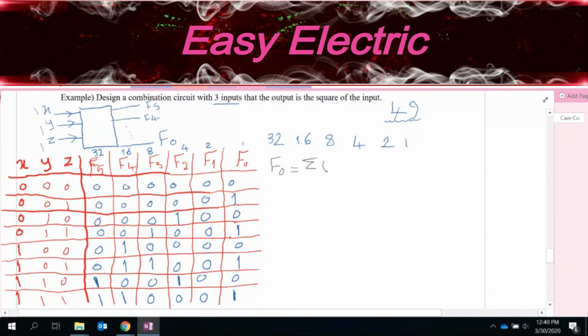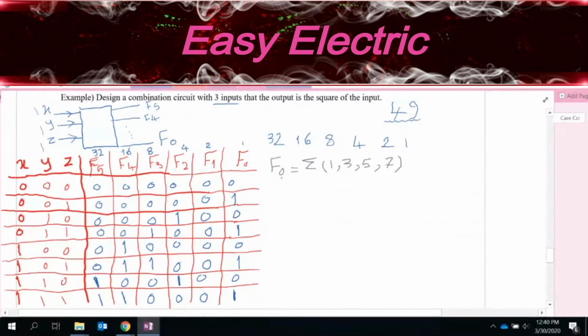First one. So this is F0. Just take a look where that is 1. So definitely on the minterm 1. That's right. Where is the next? It is 3. That's right. Where is the next? It is here, which is 5. And the next is 7, that's right. So 1, 3, 5, 7. This is your function for F0.